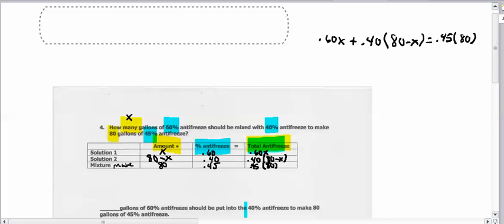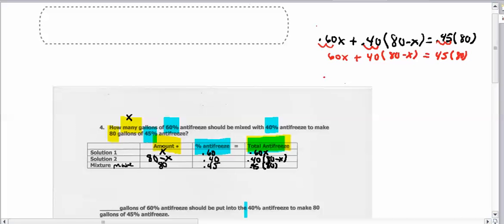So I'm going to go ahead and do that. Again, if you have a calculator handy, you can just keep the decimals and plug them into your calculator. Here we go. Move this over 2 places. We're going to move this 2 places, and we're going to move this decimal 2 places. So now we have 60x plus 40 times 80 minus x is equal to 45 times 80.